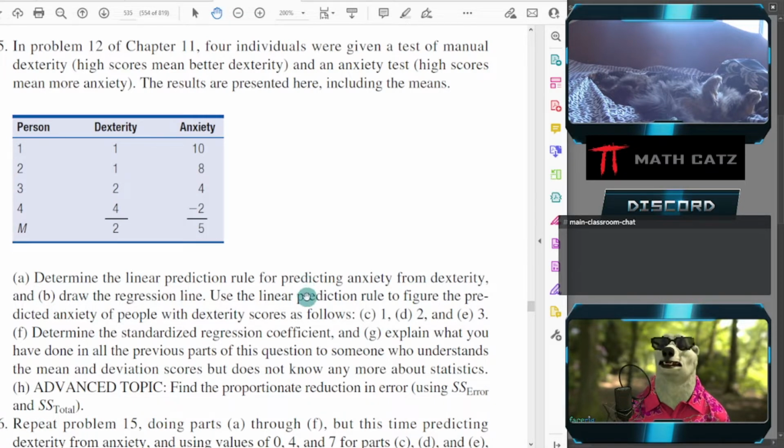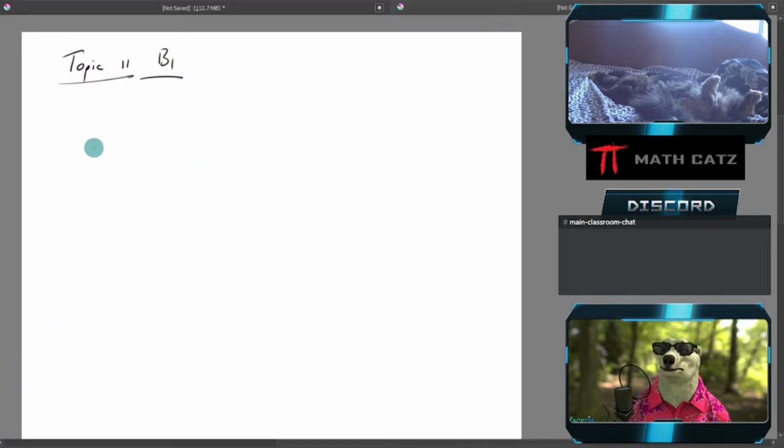We'll use the linear prediction rule to make some predictions, and then we'll also determine the standardized regression coefficient and see its connection to the correlation coefficient. And of course, even though we don't write part G, as we talk about it we are essentially answering part G. We're not going to do H because we're just introducing the topic at this stage. All right, so let's start by writing down the number of each person.